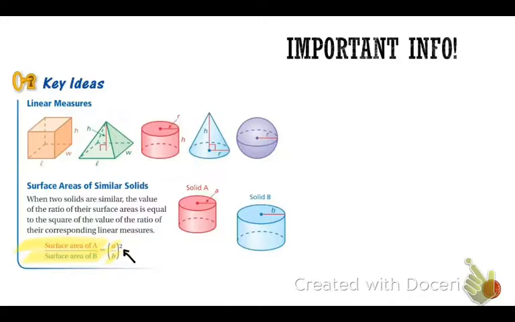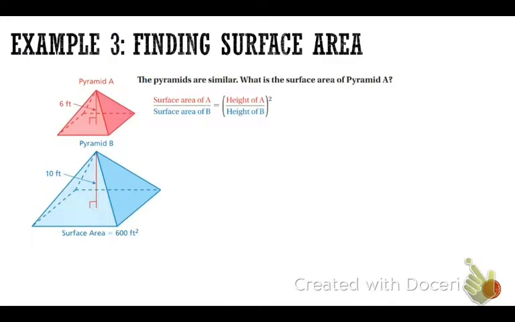All right, you paying attention? So here's the example. What do I have here, guys? Pyramid. Okay. So again, I'm going to use my formula to solve for an unknown dimension. Says the pyramids are similar. What does it ask me? What is the surface area of pyramid A? All right, so here we go. I don't know the surface area of pyramid A, so I'm going to plug in an S for pyramid A. What is the surface area for pyramid B? 600.